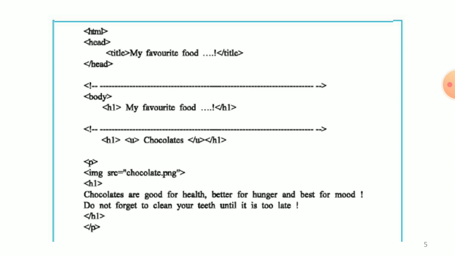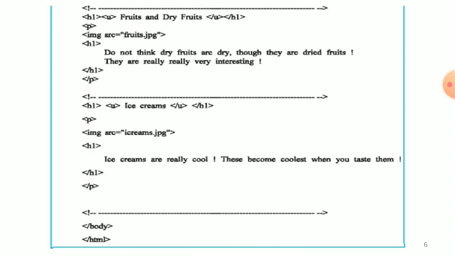Comment, and h1 u for underline: Fruits and Dry Fruits, closing /u and /h1, and then paragraph, image src equals fruits.jpg. h1, that means a paragraph: Do not think dry fruits are dry, though they are dried fruit. They are really very interesting. Closing /h1.